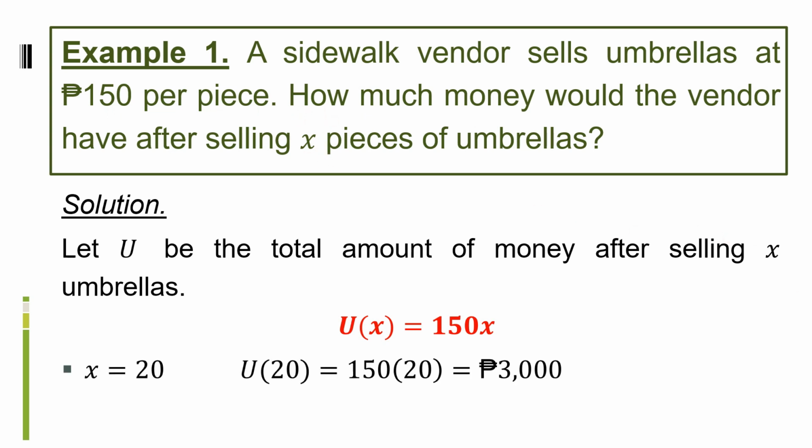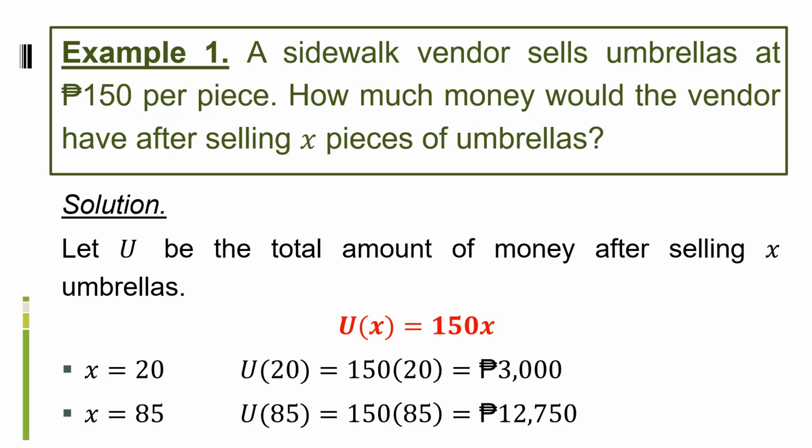Kunwari, ang X natin ay 20. So, 20 ang nabenta niyang umbrellas. Magkano ang kanyang money? So, U of 20 is equal to 150 times 20, or that is 3,000. Say, 85 naman ang nabenta niyang umbrellas. So, we have 150 times 85, that is 12,750.